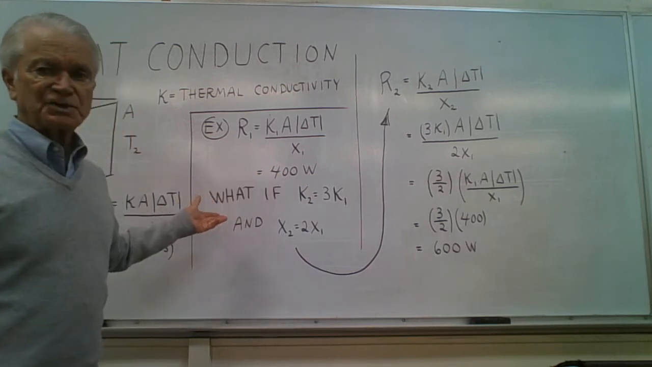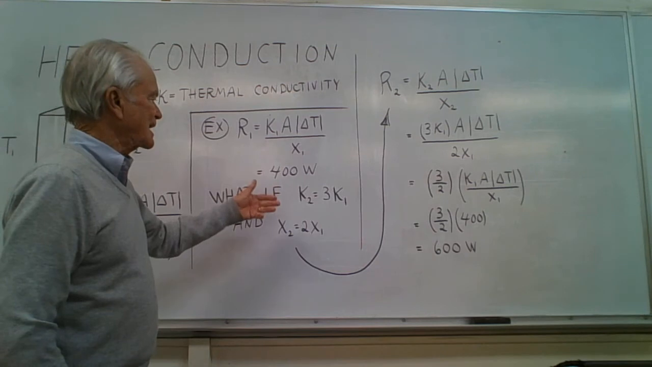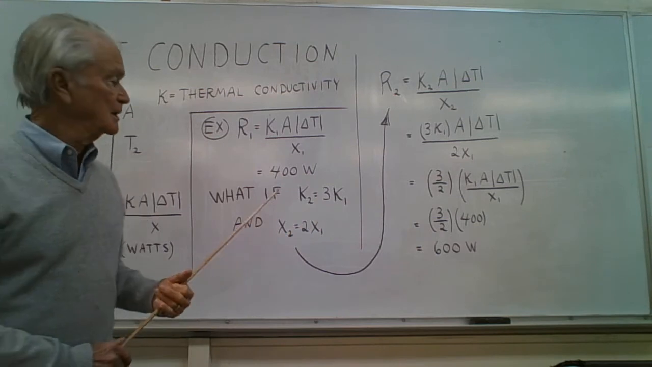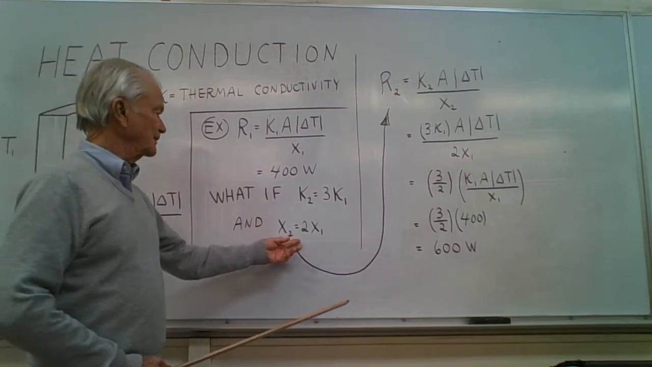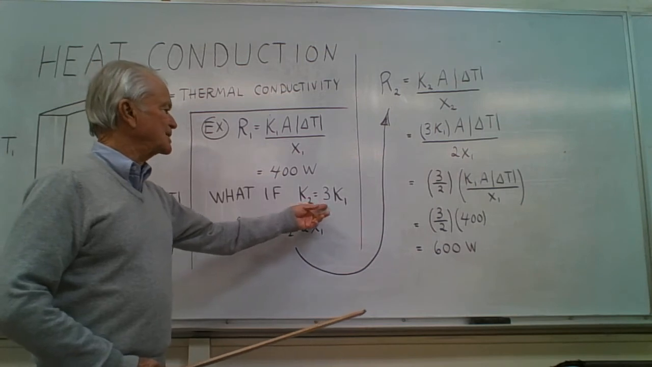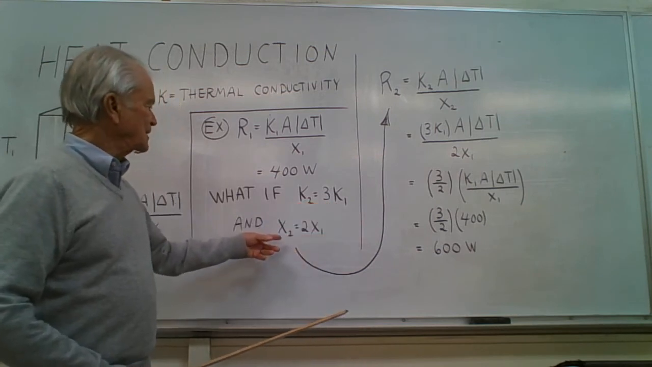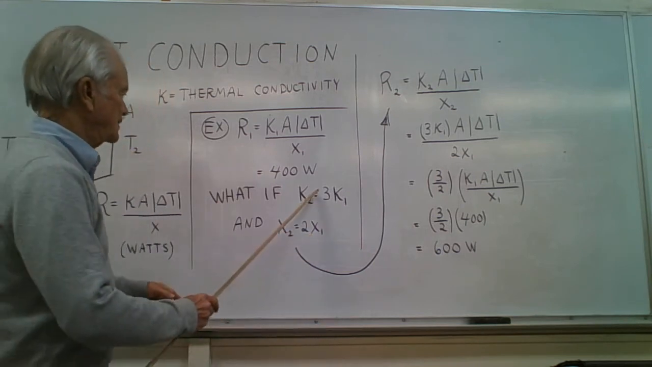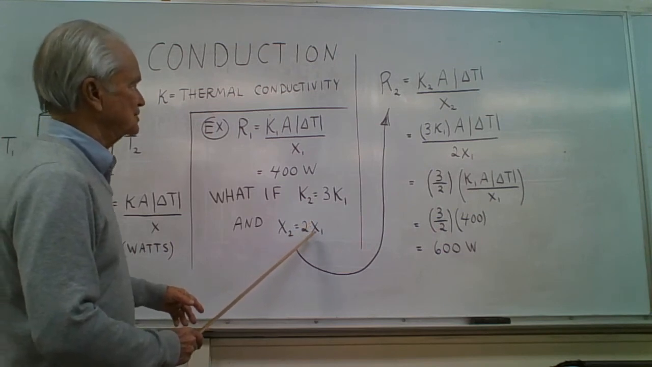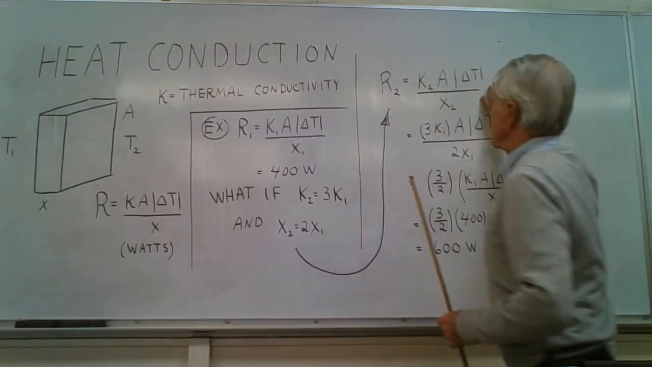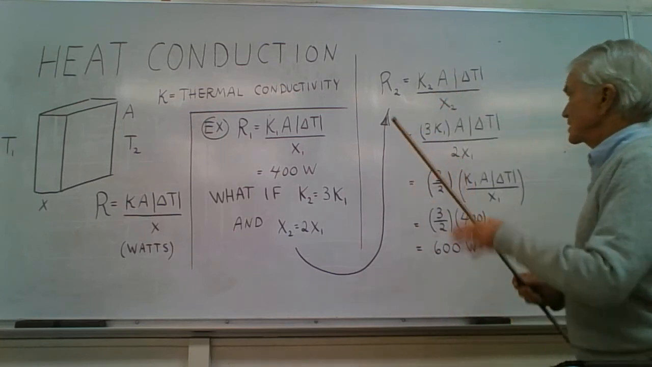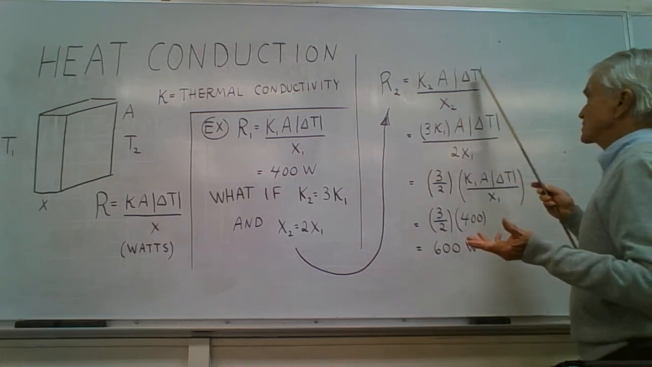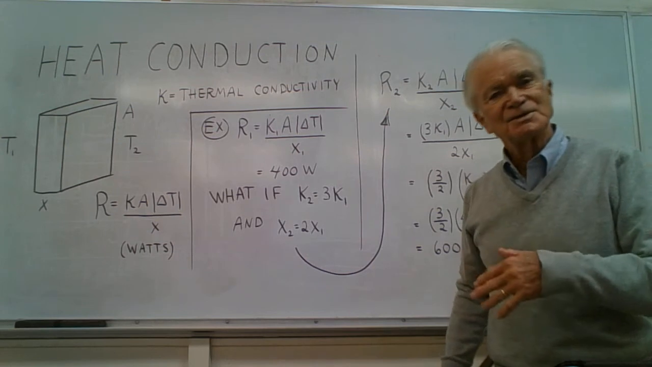All right, in the first case, the rate is 400 watts. We ask this question: what if we were to replace that glass with one that had a conductivity that is 3 times the old one, and it's twice as thick? So K2 would be 3 times K1. The new X2 would be 2 times the old X. And so we take these expressions for K2 and X2 and insert them in the rate equation in the second case. Again, you have subscripts on the R, the K, and the X, and no bother to subscript A or delta T because they're the same in both situations.